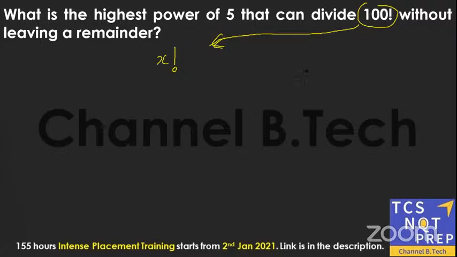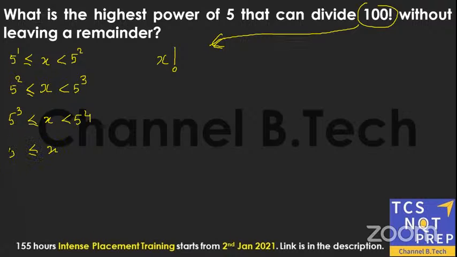First thing we have to do is find the range of x. If x is greater than or equal to 5 square and less than 5 cube, this is one range. Or x is greater than or equal to 5 power 1 but less than 5 square, or x is greater than or equal to 5 cube but less than 5 power 4, or x is greater than or equal to 5 power 4 but less than 5 power 5.